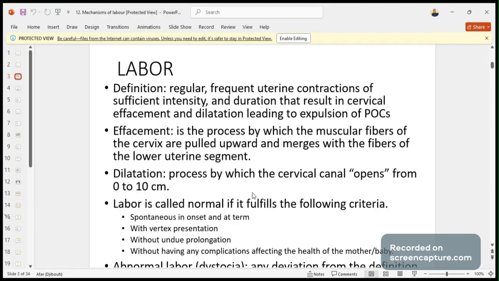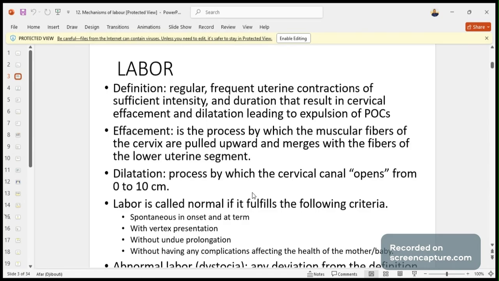Of course, when you talk about labor, you have to include the following: regularity, frequency, and the intensity. Those are the hallmarks. And don't forget about duration. So labor is regular, frequent uterine contractions of sufficient intensity and duration that result in cervical effacement and dilatation, leading to expansion of what we call the POCs, the products of conception.